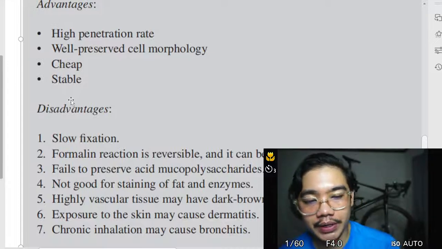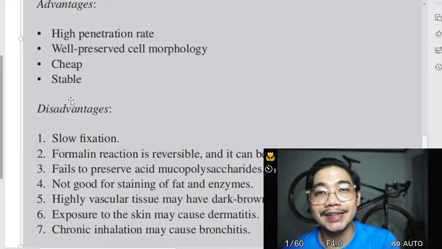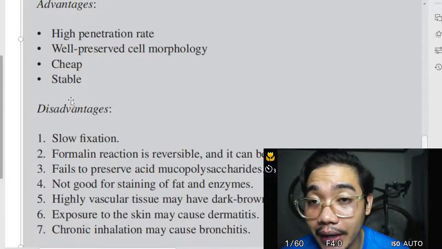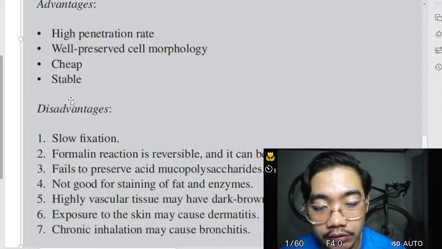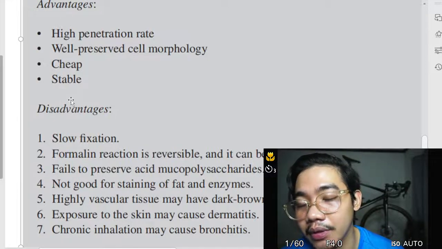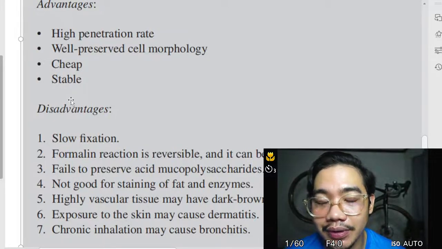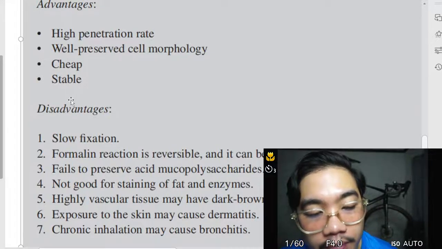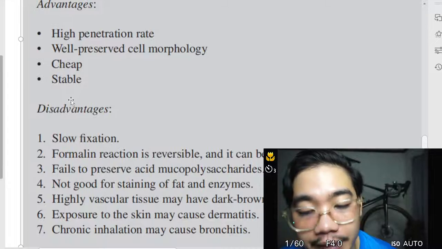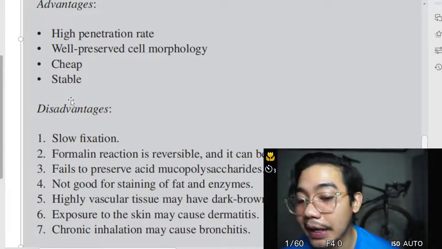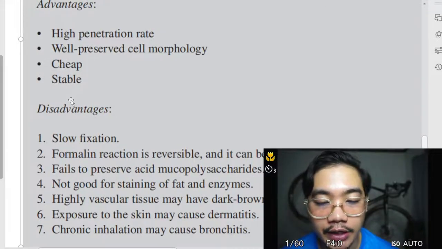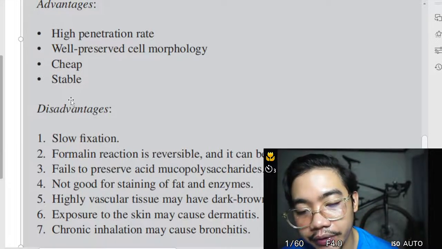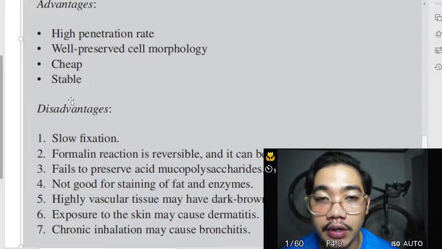Then there is the formalin reaction, so when you remove it and wash it, it can break the methylene bridges, and then if the methylene bridges break, the tissue can become soft again, no? And then it fails to preserve acid mucopolysaccharides, not good for staining of fat and enzymes, that goes to your glutaraldehyde, no? Glutaraldehyde and osmium tetroxide can be used for fat. Highly vascular tissue may have dark brown granules because it oxidizes and lyses your blood.